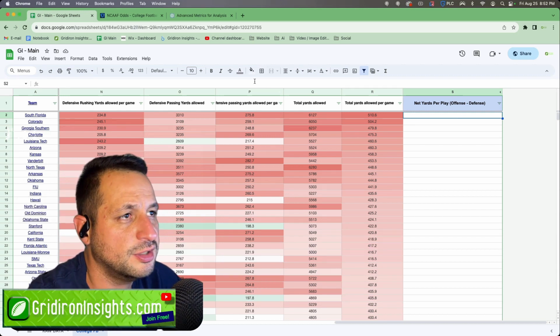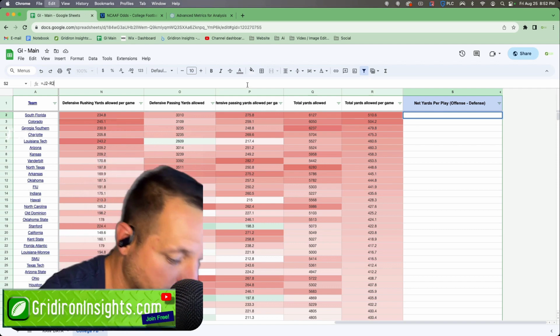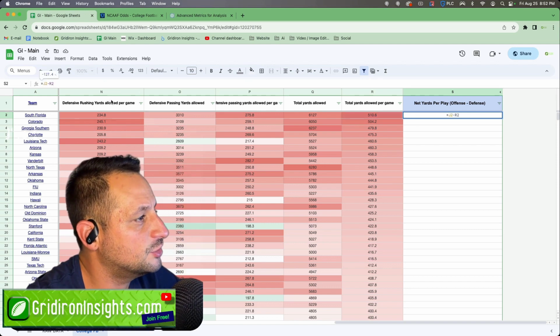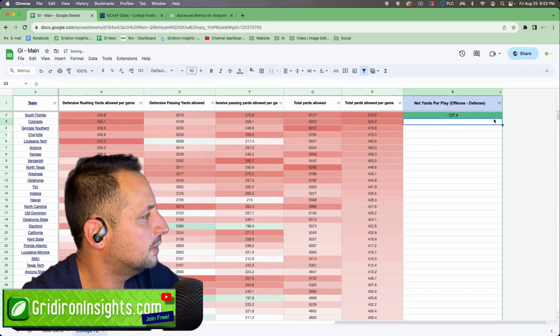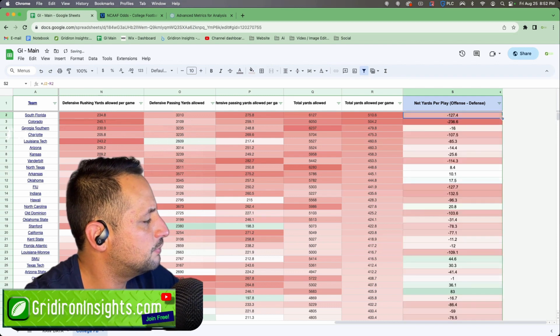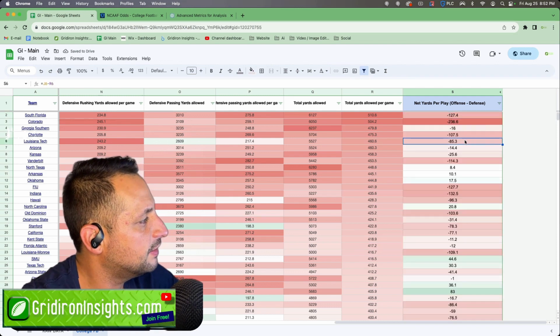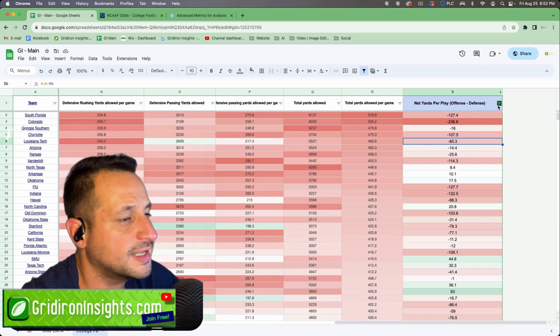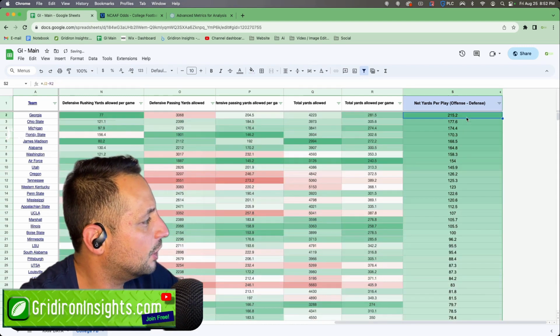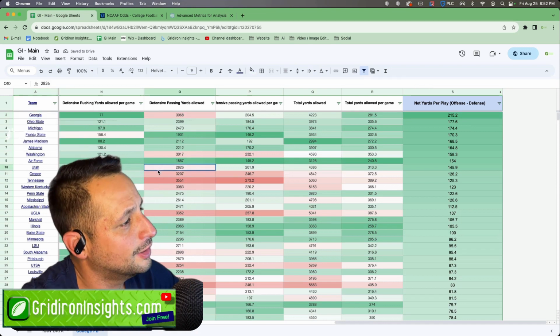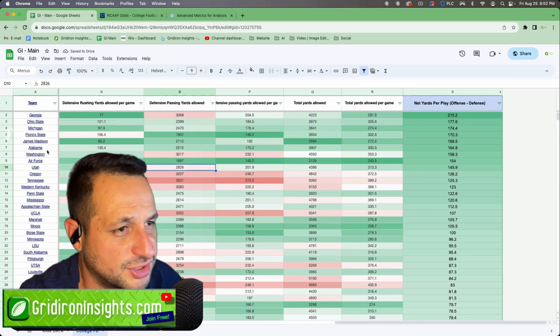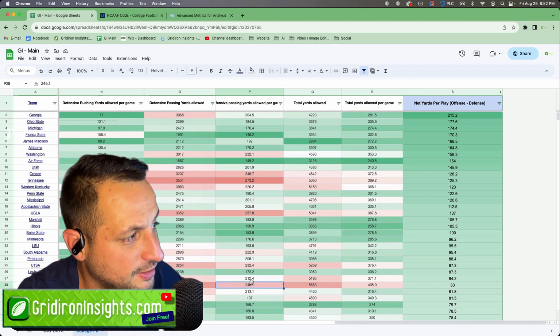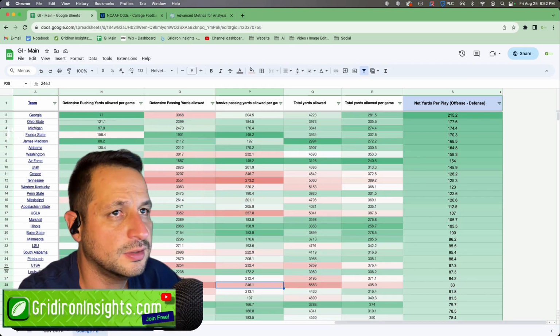So what I'm going to do here is I'm going to take my formula, and it's going to be J2 minus R2, and I'm going to spread this formula down the column, just to see who has the best net yards per play in the country as of 2022: Georgia, Ohio State, Michigan, Florida State. No mistake there with some of the teams we see.